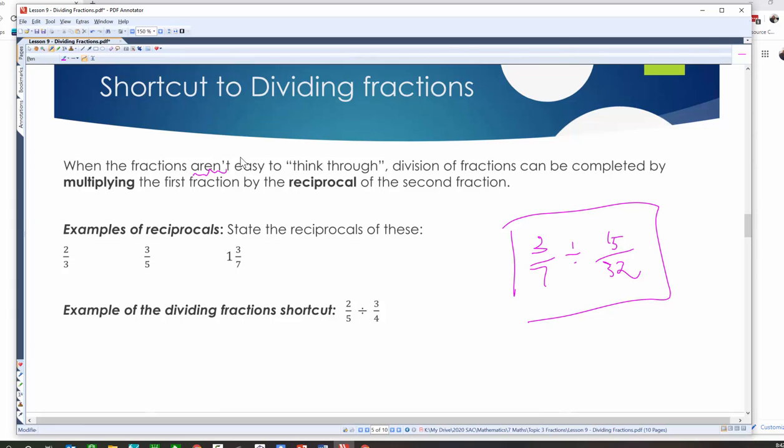So when the fractions aren't easy to think through, division of fractions can be completed by doing this: multiplying the first fraction by the reciprocal of the second fraction. All right, when we reciprocal a fraction, what we're doing is kind of flipping it.